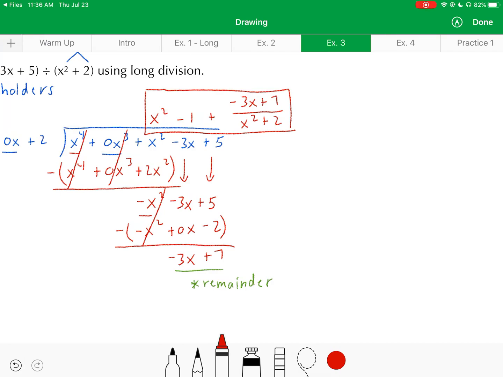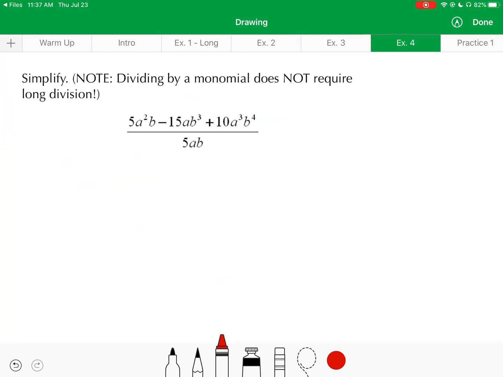All right, one final example. Here we have a polynomial, a trinomial that's being divided by a monomial. Now notice the directions here. When dividing by a monomial, we don't have to use long division. Do not use long division. It's not going to be necessary. So here's how I would approach this one.